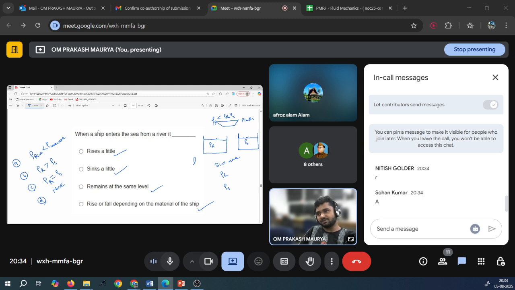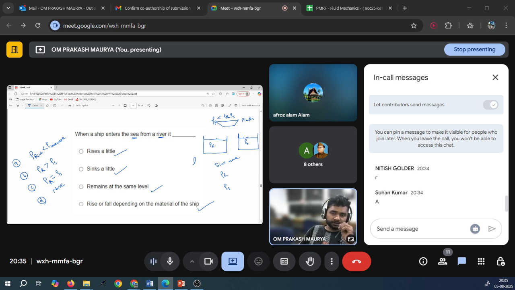We are going with the same ship. So here there is no meaning of the material, because we are going in the river and the sea with the same ship. But in this question, what will be the correct answer? I'll show you later, but just try to think on that.